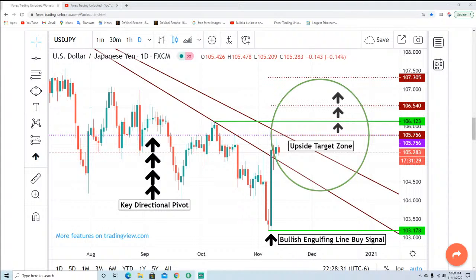With that, let's go to our live action webpage here at Forex-Trading-Unlocked.com. We have a yen chart here. Now, if you'll notice this purple line that is coming right across the middle right here, this is a key directional pivot that we are buffering right up against.